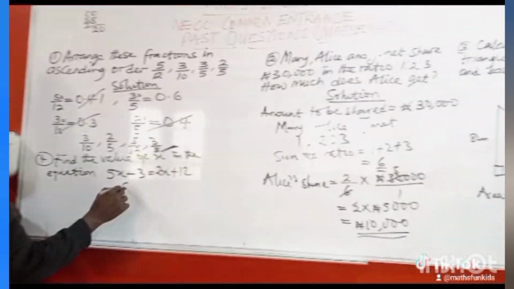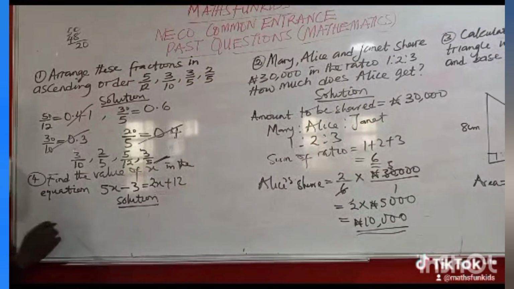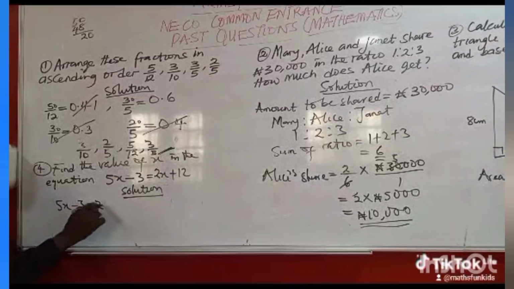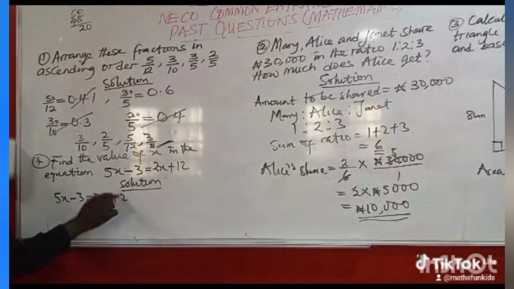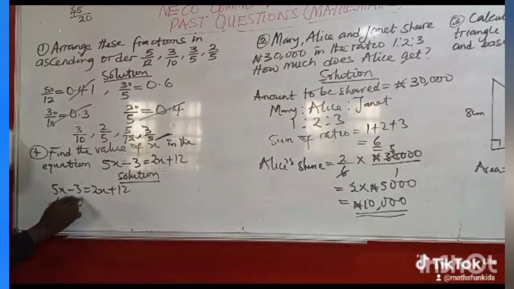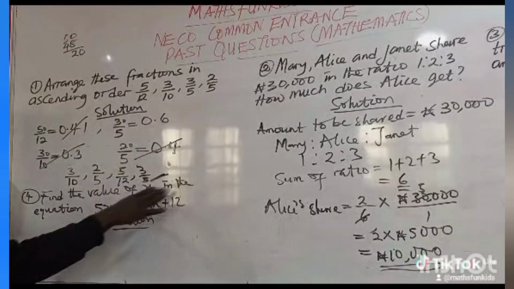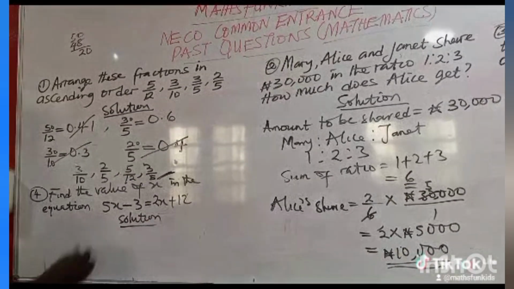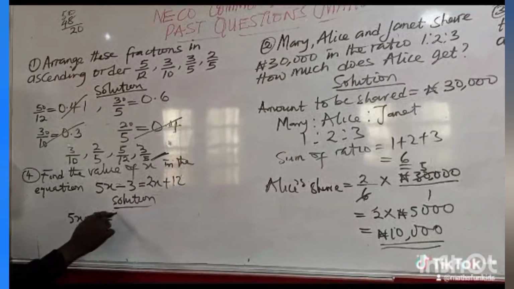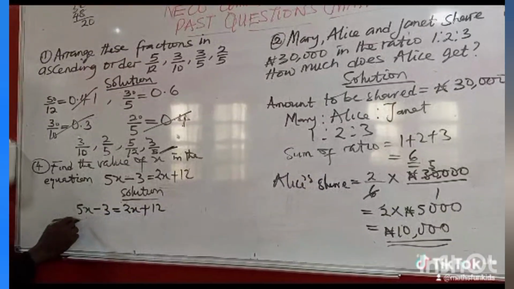What do we have? We have an equation and we have to find the value of x. The equation is 5x minus 3 equals 2x plus 12. So what do we do from here? We collect the like terms. The last question is to find the value of x in the equation 5x minus 3 equals 2x plus 12. From here, what do we do? We collect like terms.